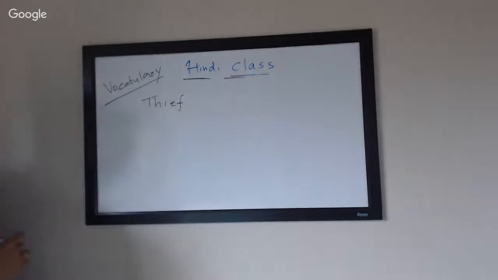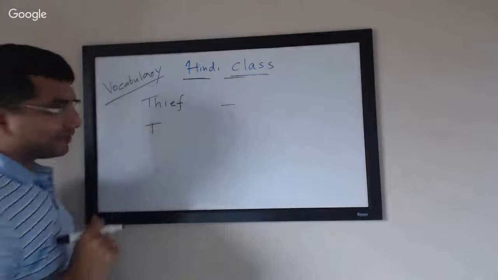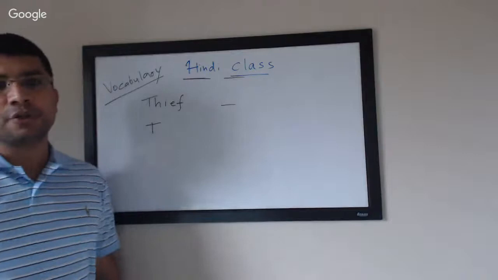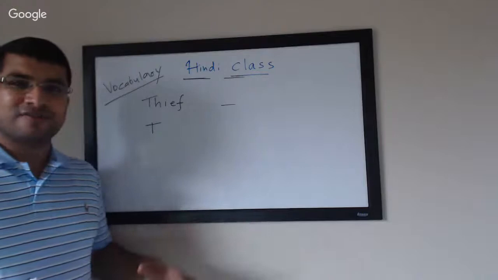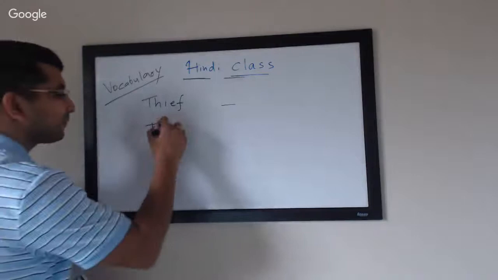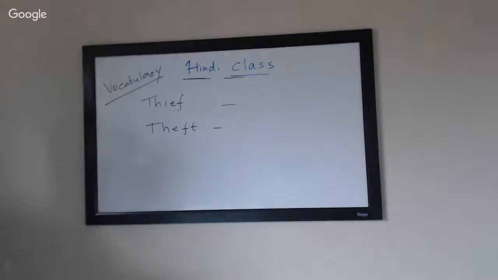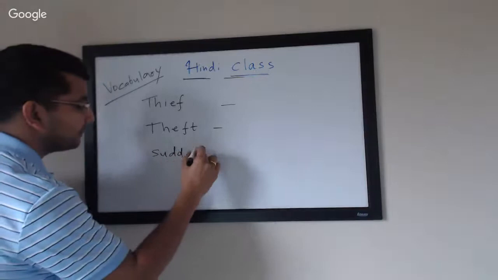Pay close attention to the vocabulary because the next segment is a story, and you will see the use of all these words in the story. So you have to not only write it, but try to memorize it. I know time is a critical part, so while you're in the class, use this to memorize these words. Second one is theft. Third one is suddenly. And the fourth one is hard work.